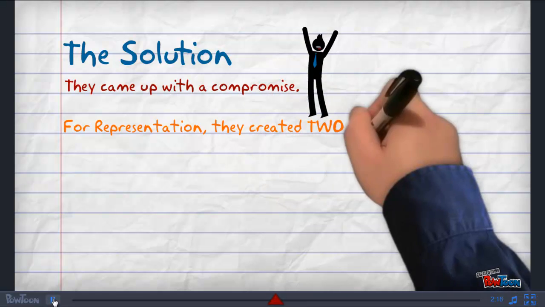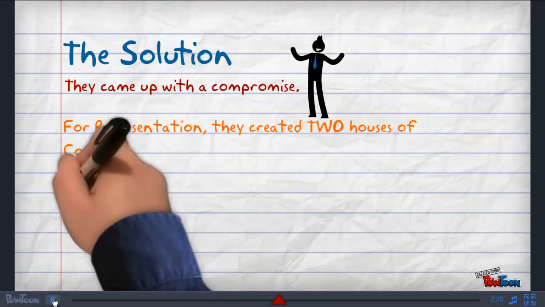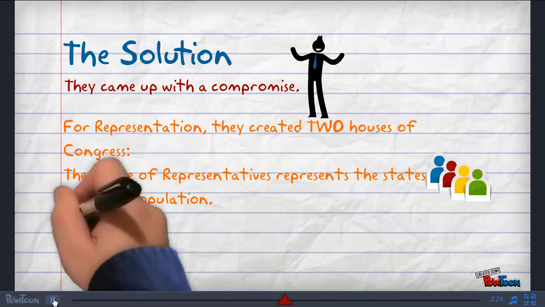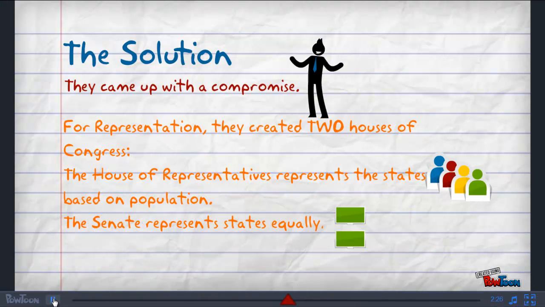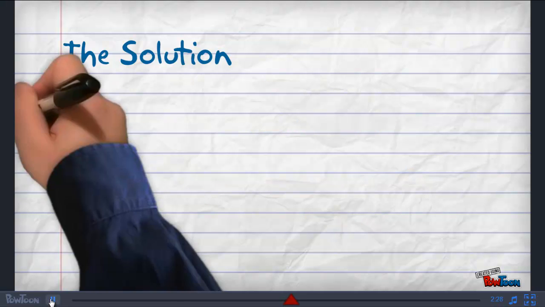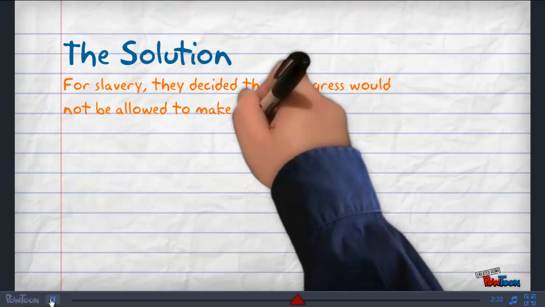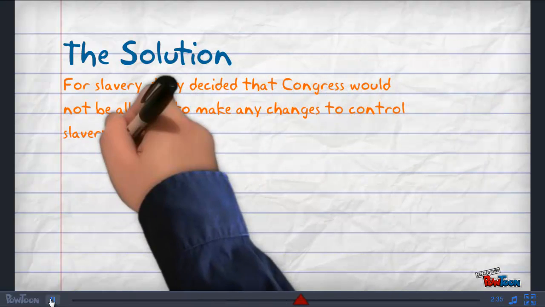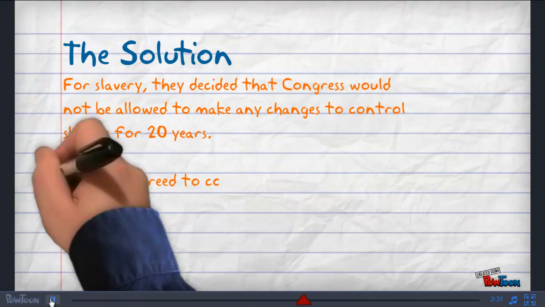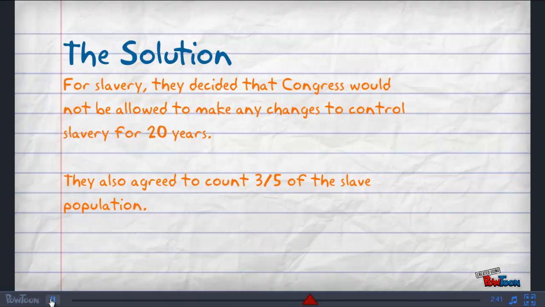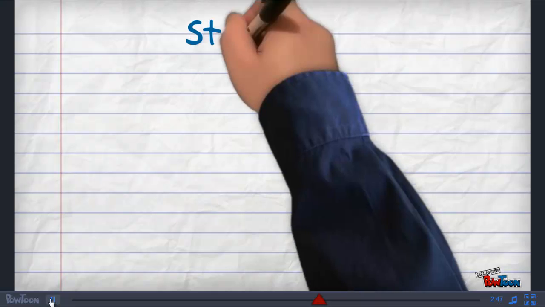For representation, they created two houses of Congress. The House of Representatives represents the states based on population, and the Senate represents states equally. For slavery, they decided that Congress would not be allowed to make any changes to control slavery for 20 years. They also agreed to count 3/5 of the slave population. This means that 3 out of every 5 slaves would count towards a state's population for representation in Congress.